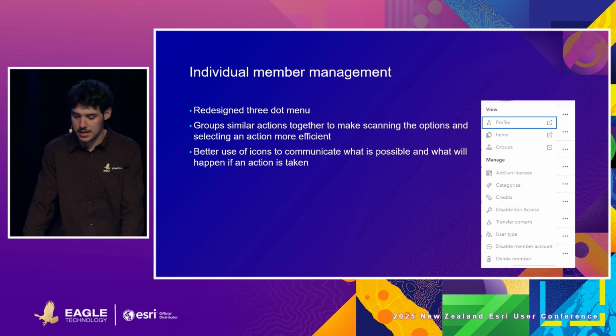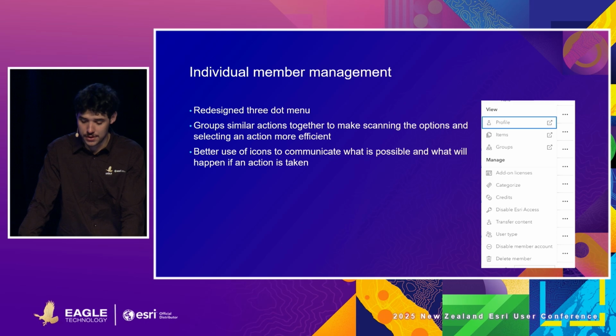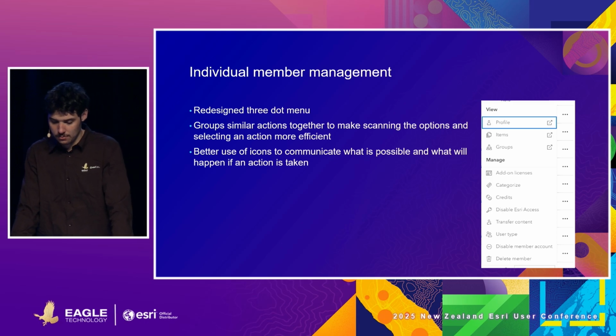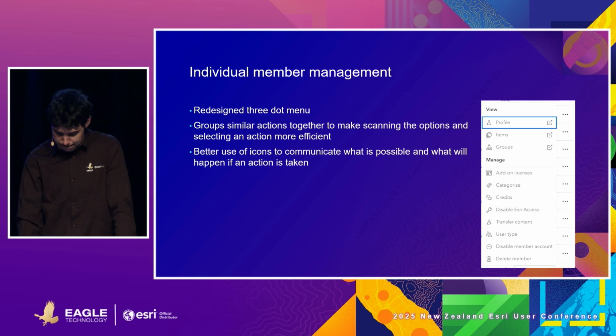So the three-dot menu has been getting quite long over the years, therefore it has been redesigned to group similar actions together. This makes selecting these options more efficient. Some icons have also been changed to communicate what the actions do more effectively. For example, actions that will open up a new link or tab will have the arrow out of the box symbol as seen in the image there.